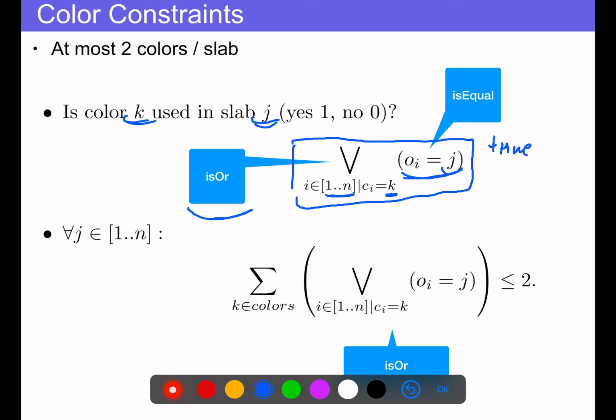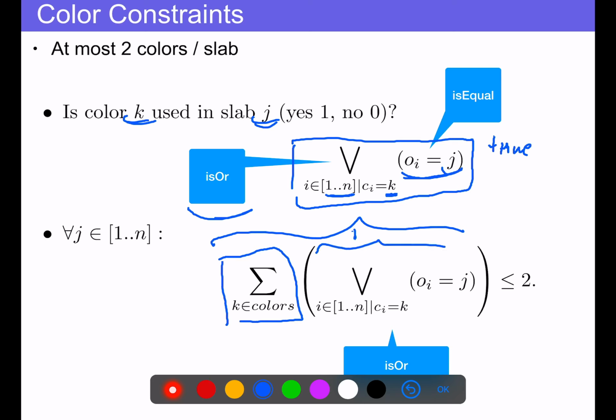And to enforce that at most 2 colors are used, I will simply do the sum of this expression over all the possible colors, and this is reified to a 0 or 1, okay, because it's a bool-var, and a Boolean variable, you know that it can be interpreted as a 0 or 1 variable, and so this must be less than or equal to 2 to say that there are at most 2 different types of colors assigned to the slab J. And of course, I do that for every slab in my model.